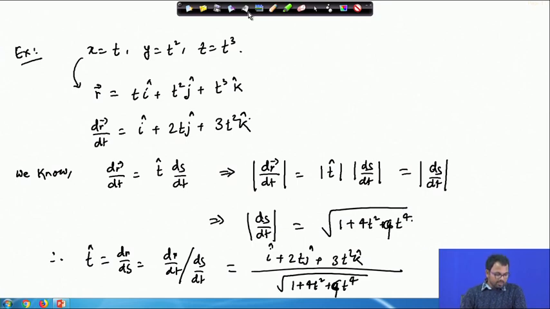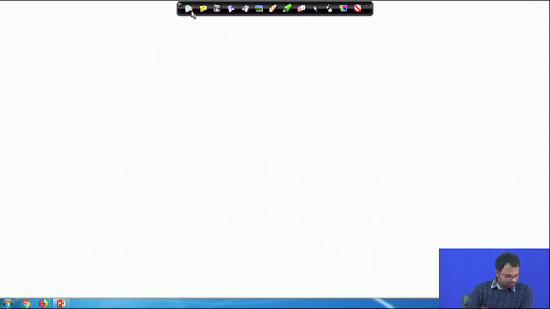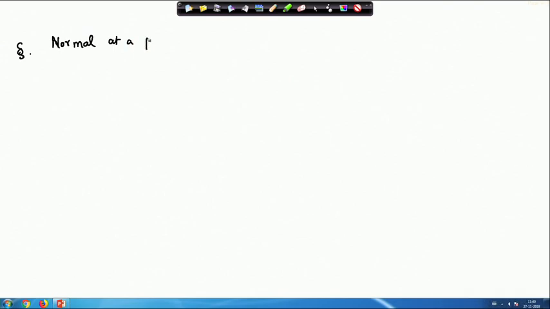All right, and now that we have introduced the concept of unit tangent vector, we can move to our next topic, which is normal at a point, or normal plane at a point.